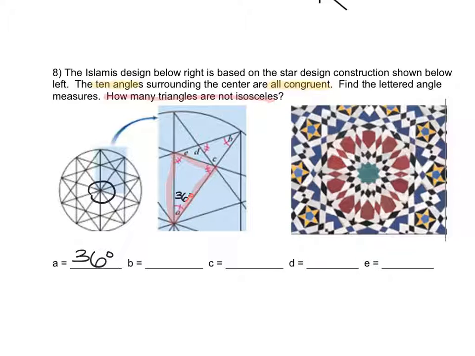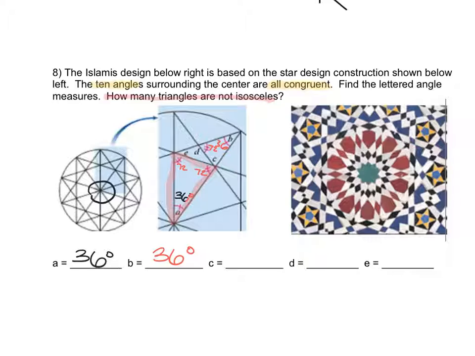So the next thing I know is that if that's 36, then I can really easily subtract that 36, cut it in half, and have each of those two base angles. So these are each 72. And my picture tells me this is 72 as well, and B is also 36. Okay, so B is also 36.